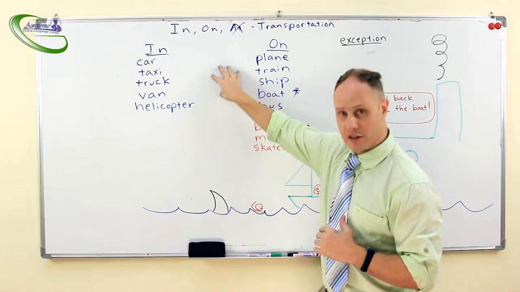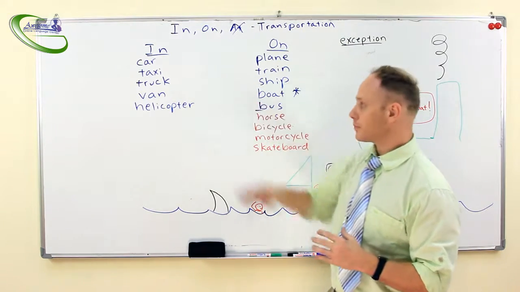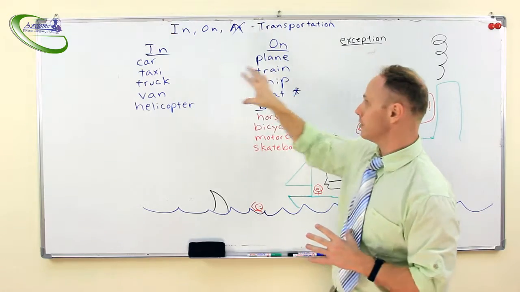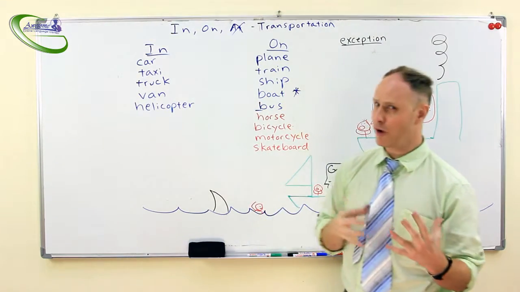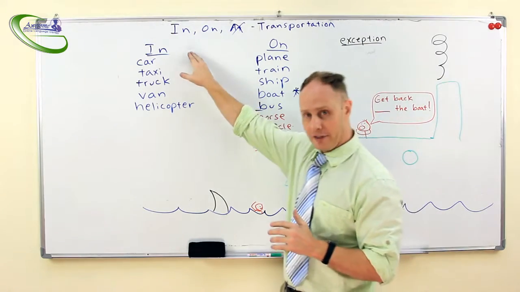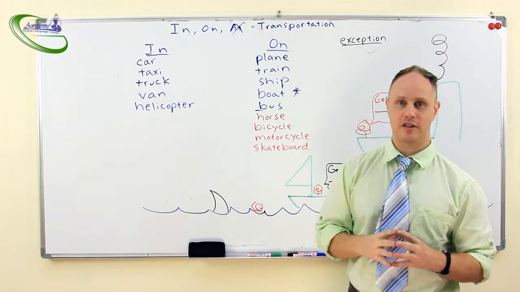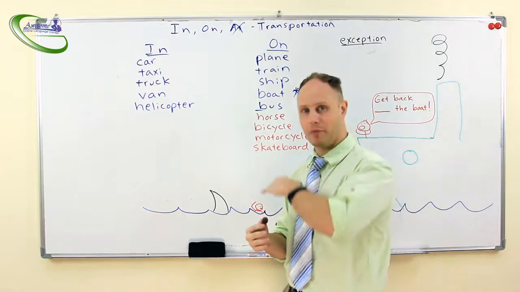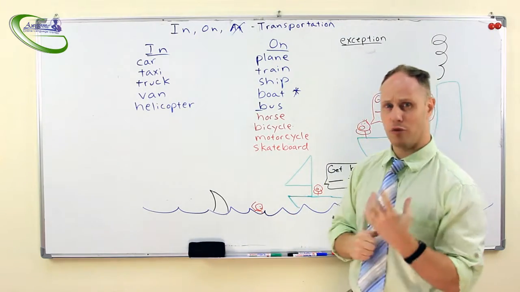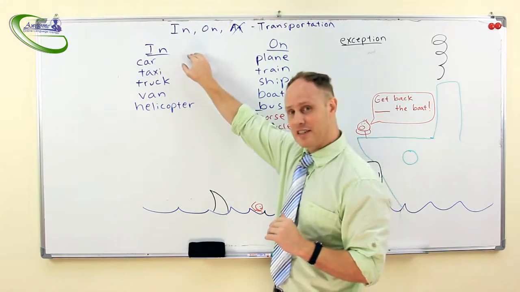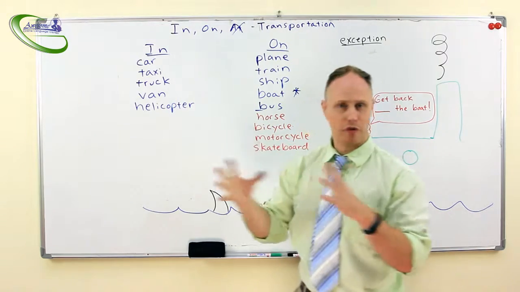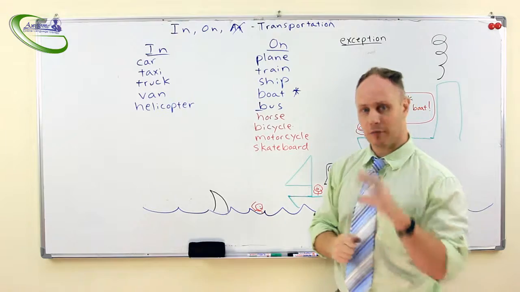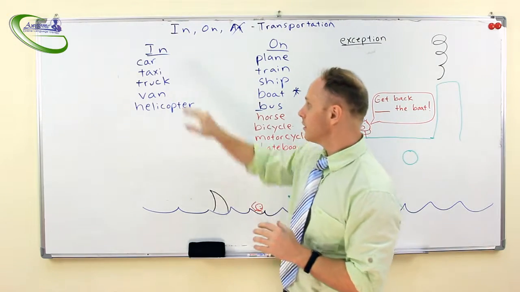For the rest of these, we do go inside them. Now in this case, we're going to use in for things that we're inside of, but we can't move around very much. If we're in the car, we're in our seat. Yes, we could maybe jump into the back seat, but it would be very unusual and very uncommon. We have a seat to sit in and we usually stay there. The same for the taxi. You might move around or shift around a bit in the back seat, but you have your place to sit.